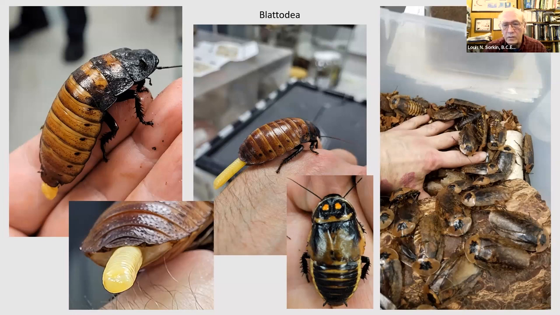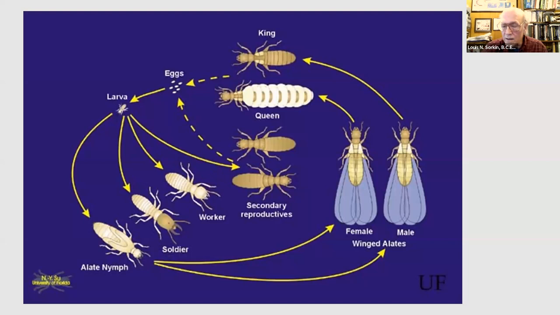In the same order as the cockroaches, in that order, Blattodea, are also termites. And termites have a caste system.